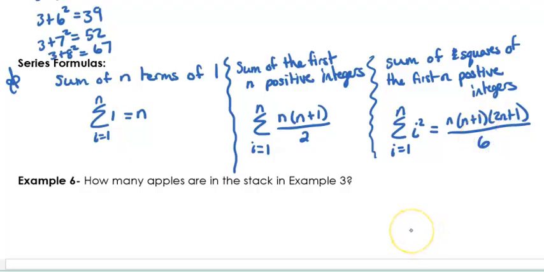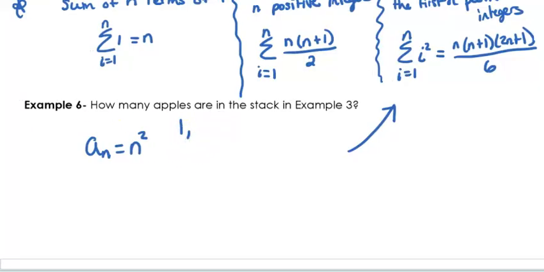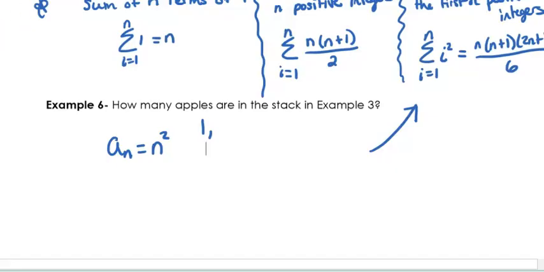All right, so where this comes into play, this says how many apples are in the stack in example 3. Well, if we go back and look at example 3, we had down that it was n squared. So we're going to use this i squared formula because that's the pattern the numbers are in. They go 1, 4, 9, 16, so on. So keep in mind there were 7 stacks. So I'm going to do the sum from 1 to 7 because I want all 7 stacks of i squared. So my n is 7 because of 7 stacks.